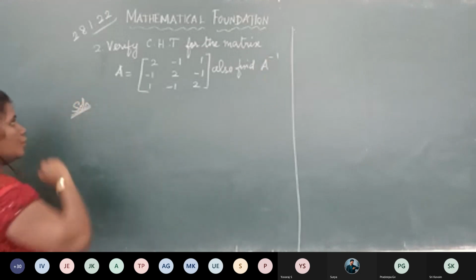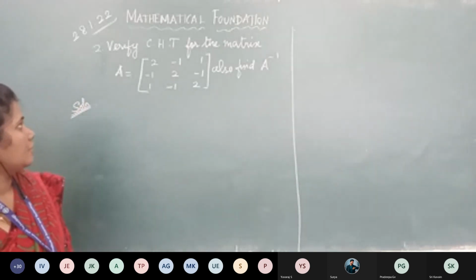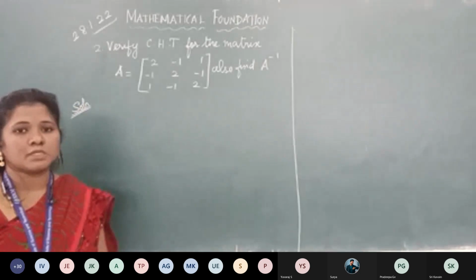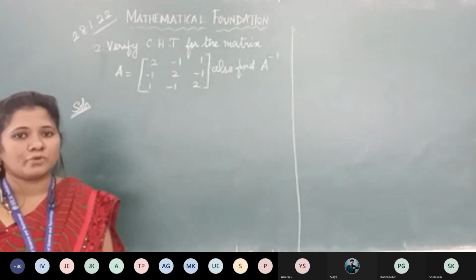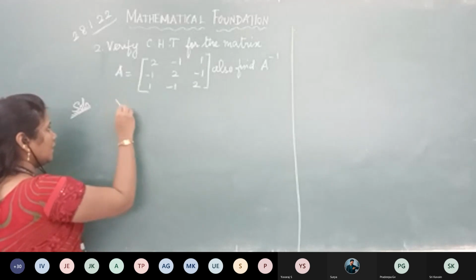First, we will prove the Cayley-Hamilton theorem. Then I will tell you how to find A inverse. What you have to do? This is a 3 cross 3 matrix. So for a 3 cross 3 matrix, immediately write your formula for a 3 cross 3 matrix. So what is it?